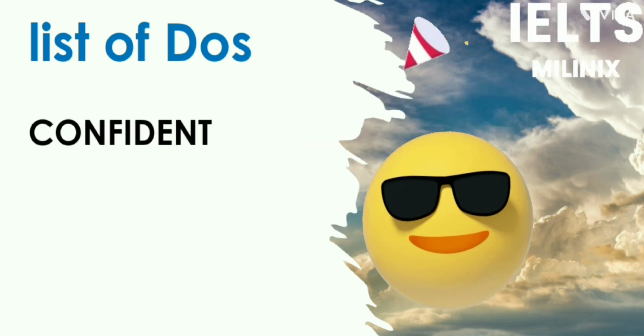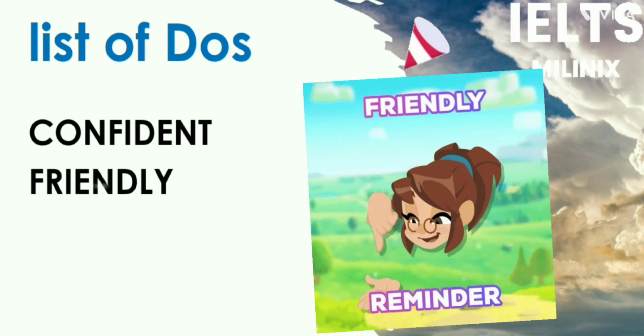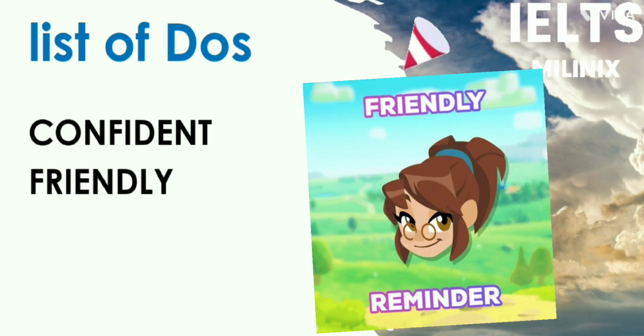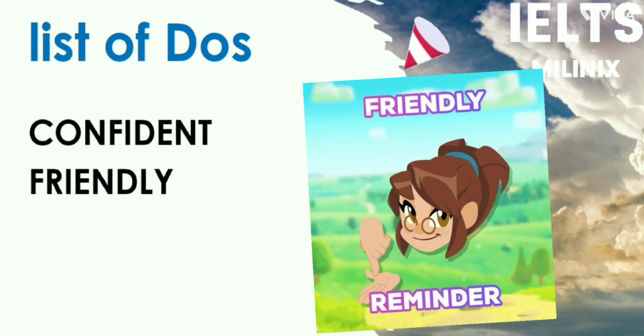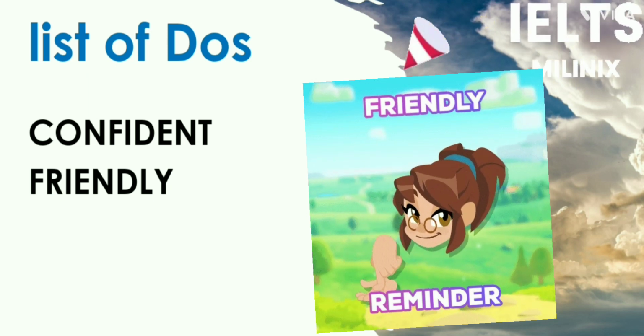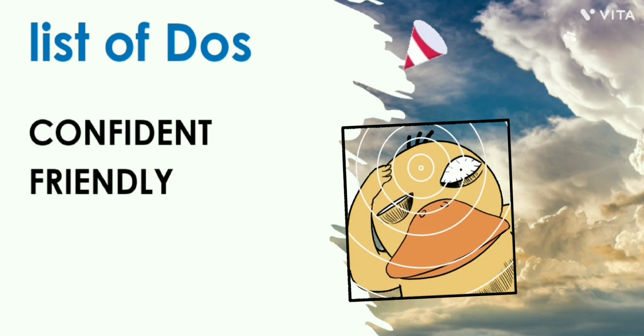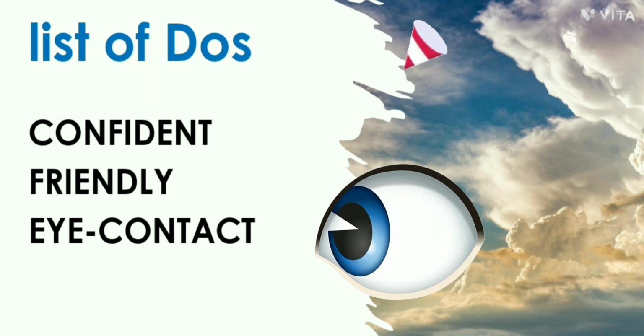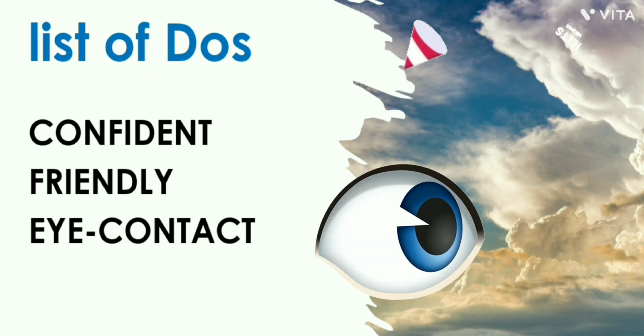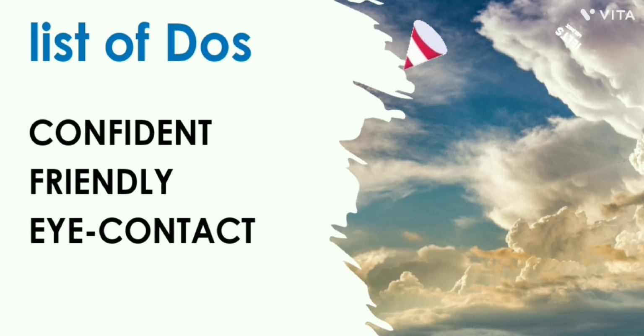Confident. First of all, your body language should show how confident you are. Friendly. You should be friendly. Wear a smile, and your body language should represent that you are very friendly. Don't show any kind of stress. Eye contact. Throughout the interview, which lasts for 4-5 minutes, don't look at your feet or the rooftop or here and there. Just look at the examiner.